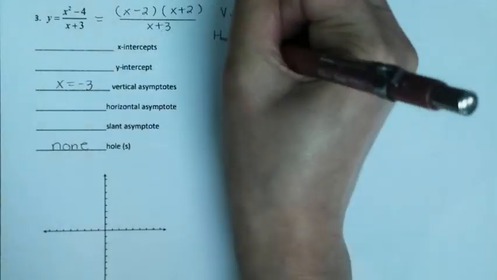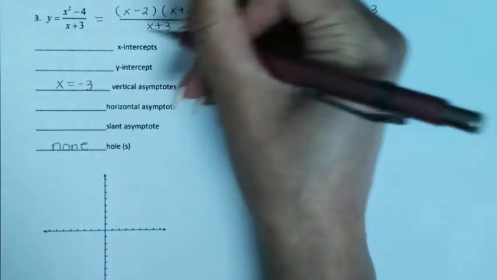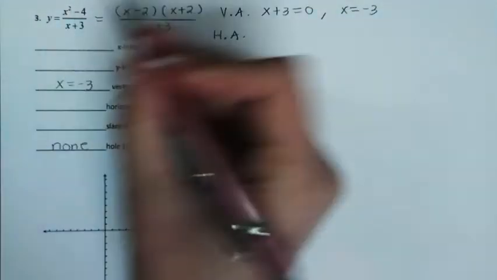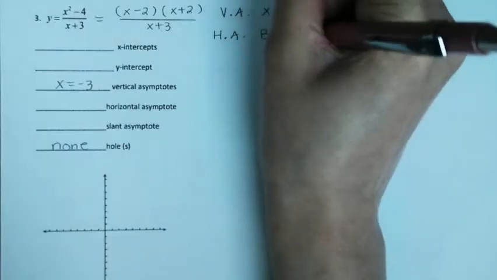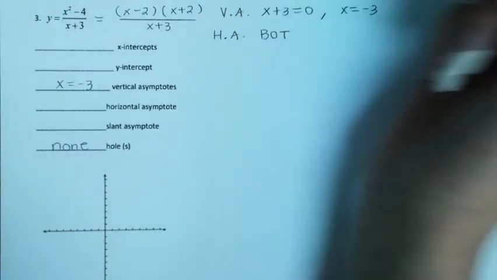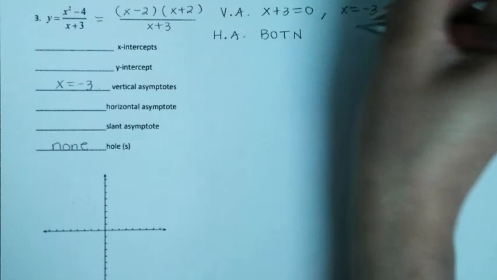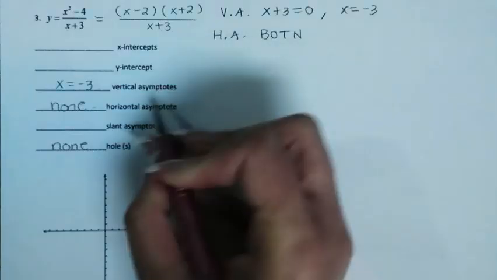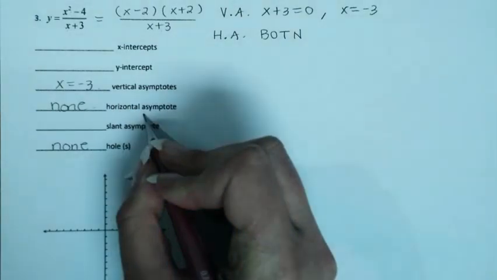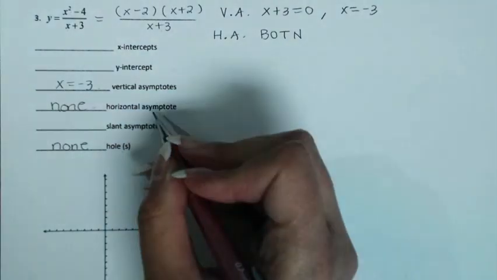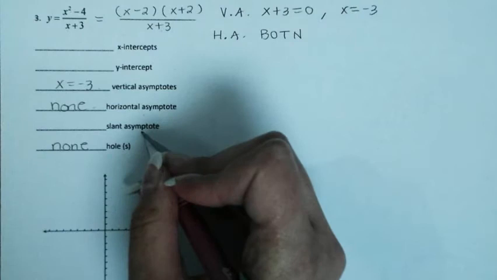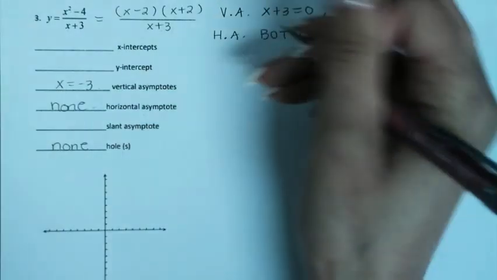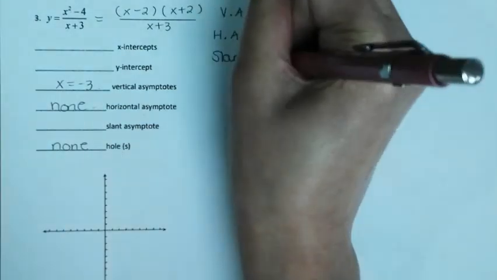After that, you have the horizontal asymptote. You recognize that the numerator is degree 2 and the denominator is degree 1, so we have big on top. If we have big on top, it is none. Okay, but if we don't have a horizontal asymptote, we learned the other day that you might have a slant asymptote, and in this case that's what happens. So you have a slant asymptote.